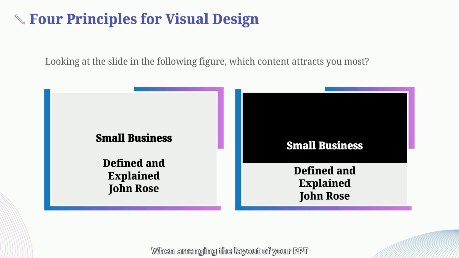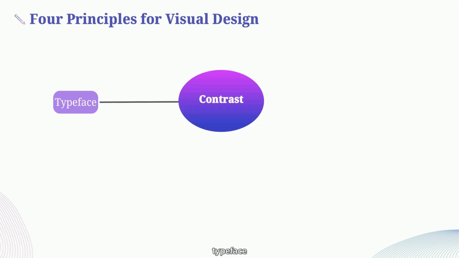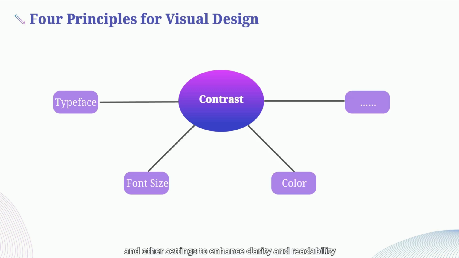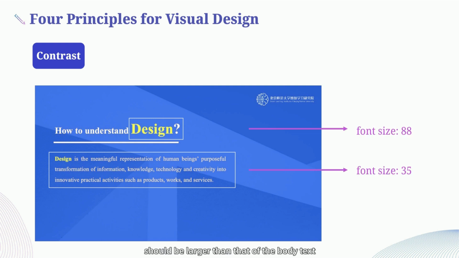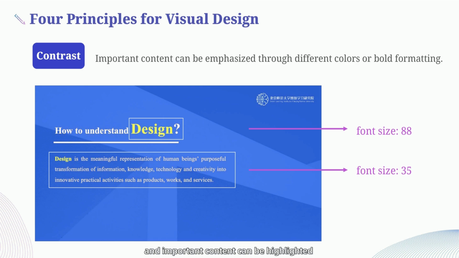When arranging the layout of your PPT, it's essential to create contrast through the use of typeface, font size, color, and other settings to enhance clarity and readability. For instance, the font size of titles and subtitles should be larger than that of the body text. And important content can be highlighted using different colors or bold formatting. Each slide should differentiate between main and subpoints, ensuring that key information stands out. This hierarchical structure creates visual focus while avoiding a dull presentation.